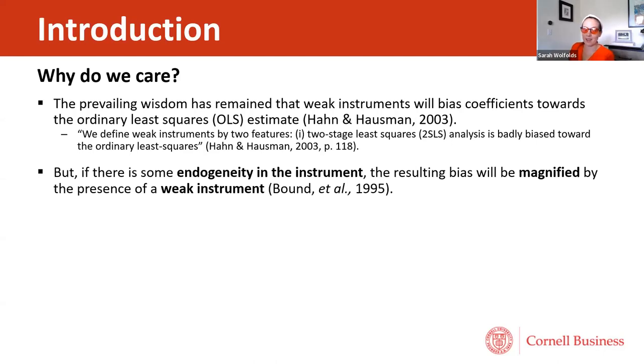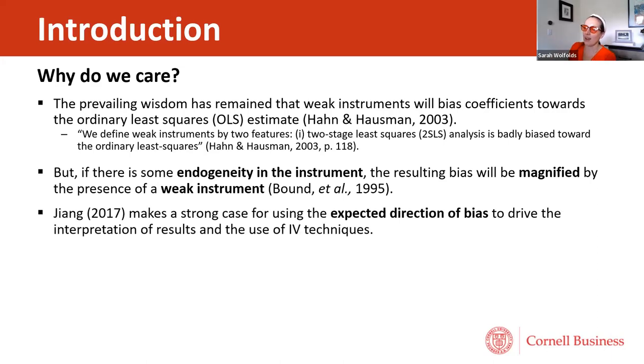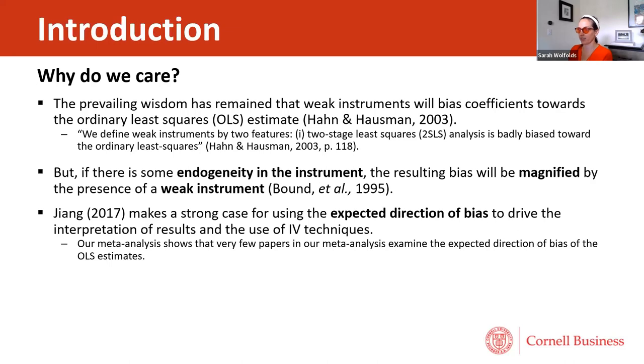The issue is if there is some endogeneity in the instrument, as Evan was just showing in that large estimate, that resulting bias could actually be magnified by the presence of a weak instrument. So, there's a law researcher who made a strong case for considering and using the expected direction of bias to drive the interpretation of results and the use of instrumental variable techniques.